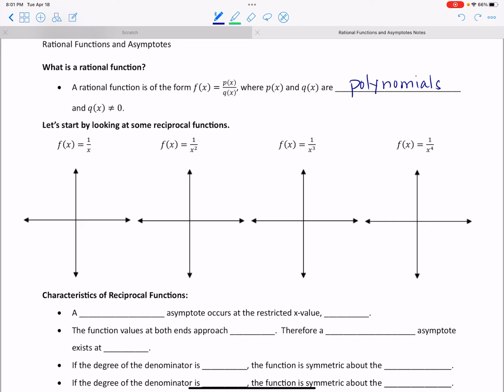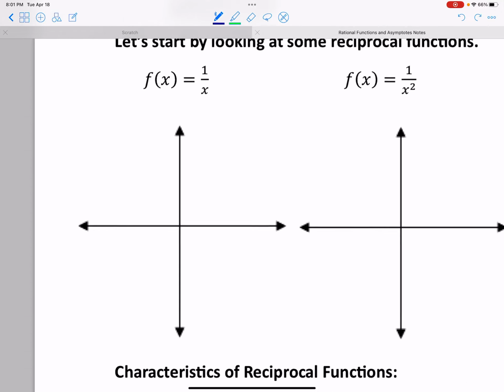Now we've looked at the parent rational function, just 1 over x, the basic reciprocal function, and we're going to start there again, just so we can refresh. Then we'll look at some transformations, some other reciprocal functions, and talk about, in general, how we can find vertical and horizontal asymptotes and use that information to graph. So let's start here.